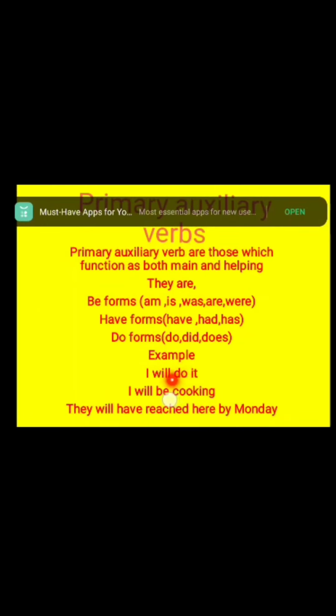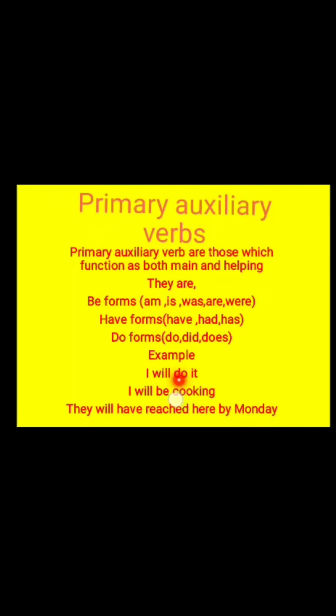So always there will be one main verb and one helping verb. Next to a main verb, can I write it as I will did it, I will does it? No, it won't suit. I will do it. Along with the main verb, there is a helping auxiliary verb, which comes under modal auxiliary verb. In the next sentence, I will be cooking. Here will is a modal auxiliary verb, and be comes under the be form of verbs, which is a main auxiliary verb.